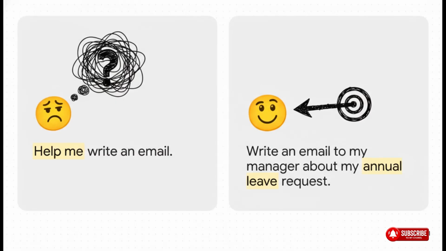And you can see the difference so clearly right here. "Help me write an email." That's not a command. It's more like a wish. But "write an email to my manager about my annual leave request." Okay, now we're talking. The AI knows who it's for, what it's about, and what the goal is.